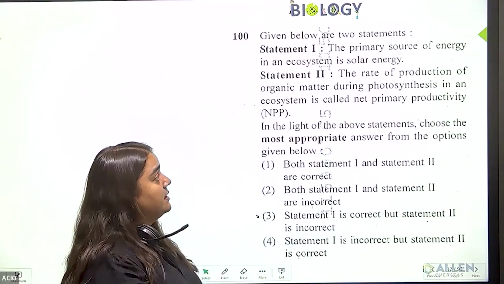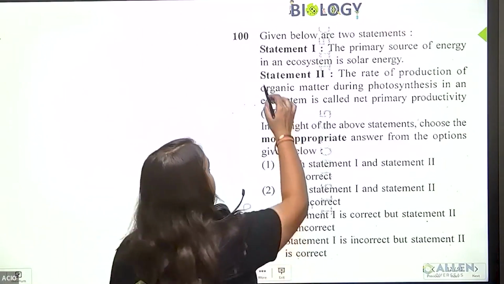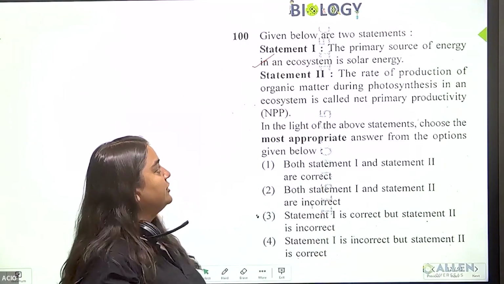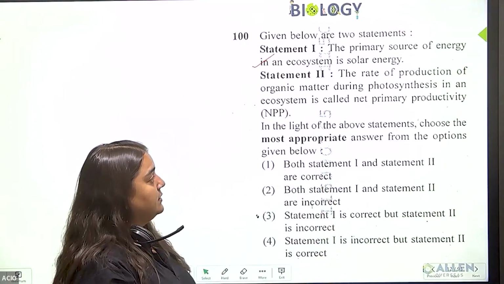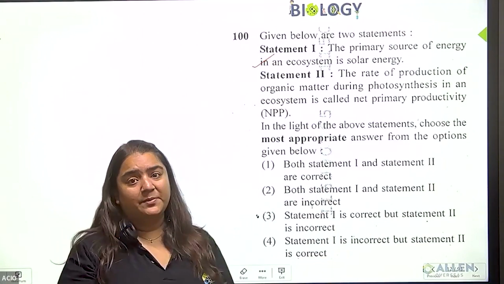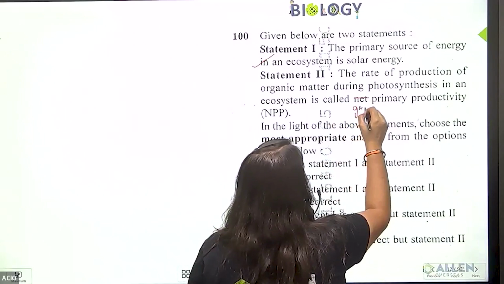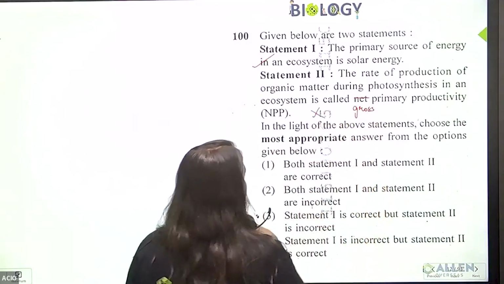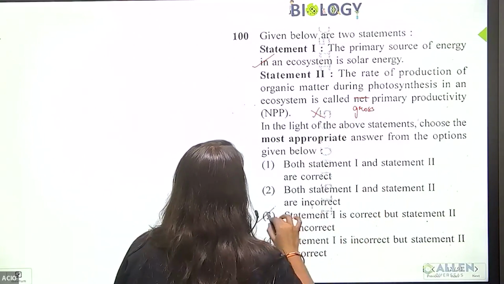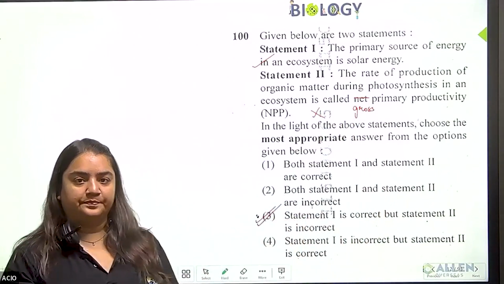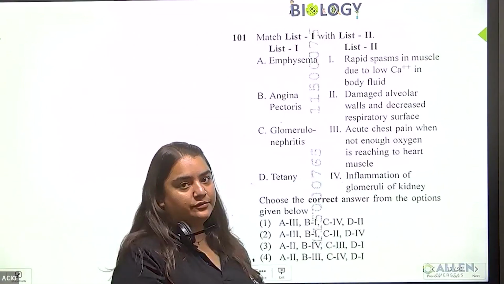The first statement: the primary source of energy of an ecosystem is solar energy. Perfectly right statement. Then we have: the rate of production of organic matter during photosynthesis in an ecosystem is called net primary productivity. No, it is called what? Gross primary productivity. So this statement is the wrong one over here. Statement 1 is correct, but statement 2 is incorrect. The third option.